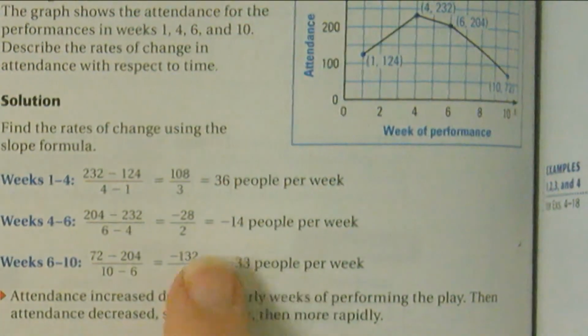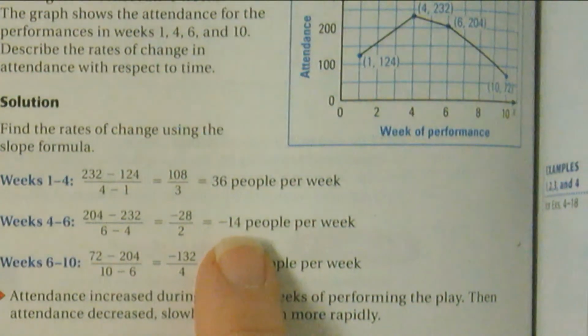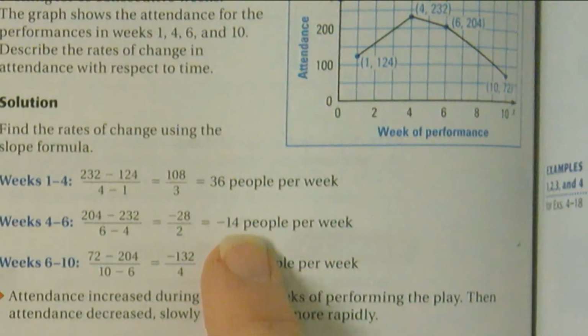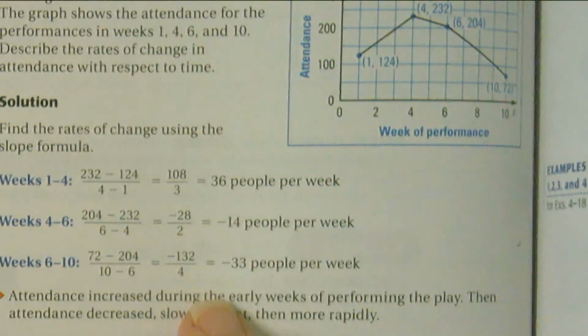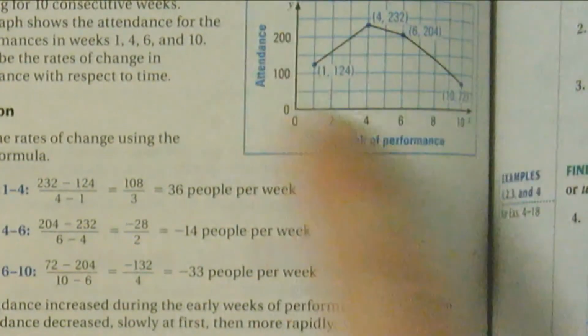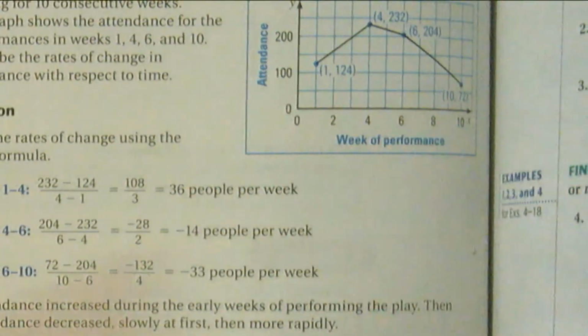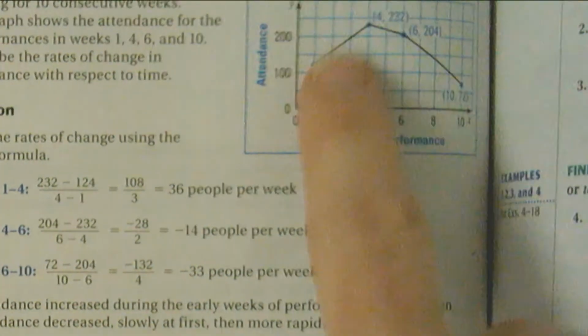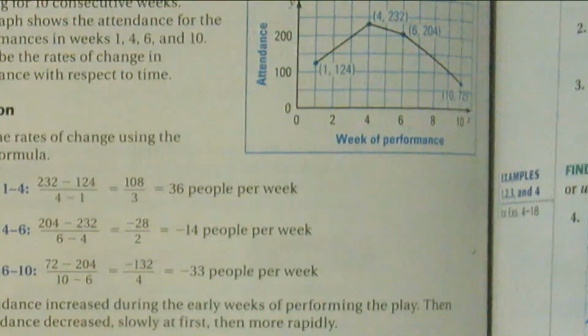Between weeks 4 and 6, we had a decrease of 14 people per week, etc. So I would expect for you to analyze this graph and tell me what you know about the rates of change between them, the data.